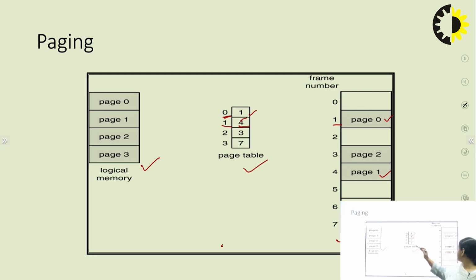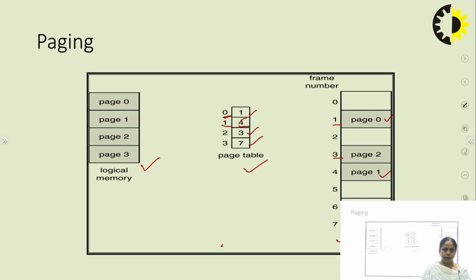Another page is 2, which is stored in frame number 3, so we have the entry 3 here, and the third page is stored in frame number 7. That's why we have this entry 7, the frame number. So with the help of the page table, we can find out the frame number, so that we can convert our logical address into a physical address and find the actual page stored in the frame.